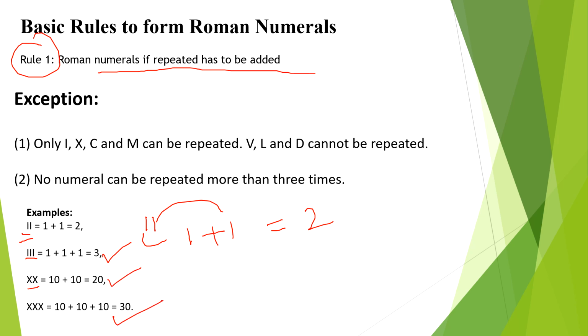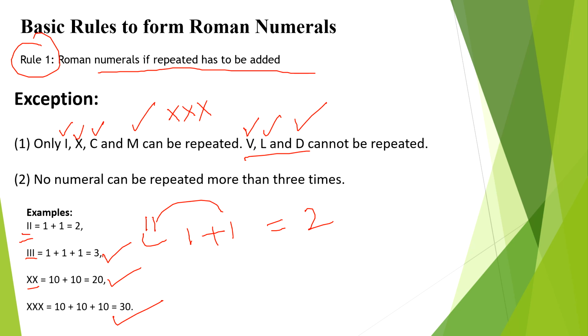Now, here there are certain rules again. You just cannot add anything. For example, you can repeat I, X, C, M, but only 3 times. Like if X is there, you can repeat it 3 times. I can be repeated 3 times. But you cannot repeat V, L, and D. These three letters cannot be repeated.